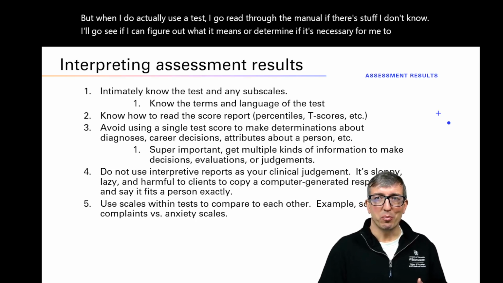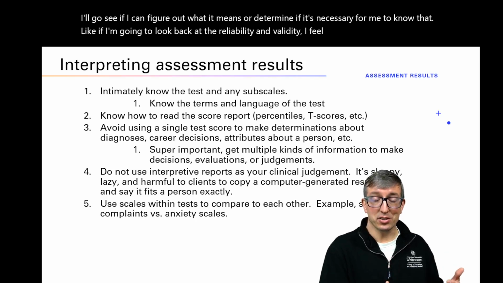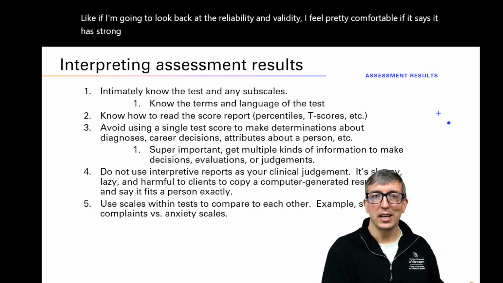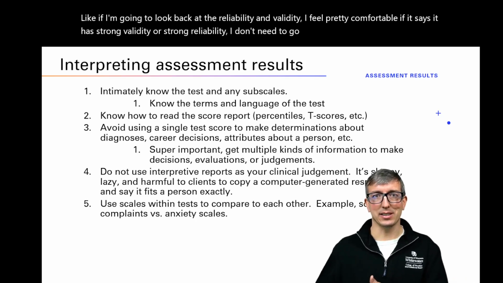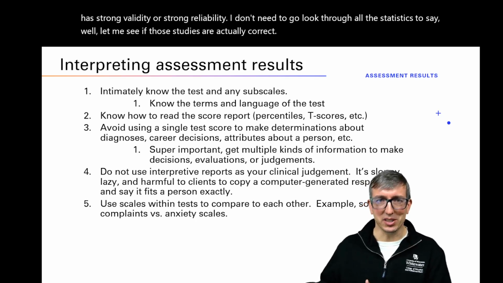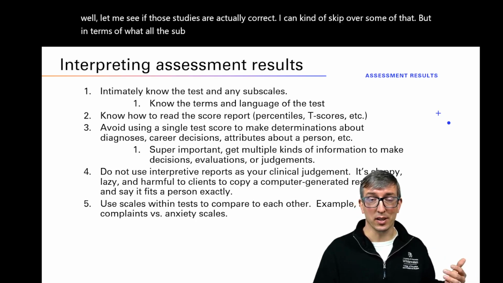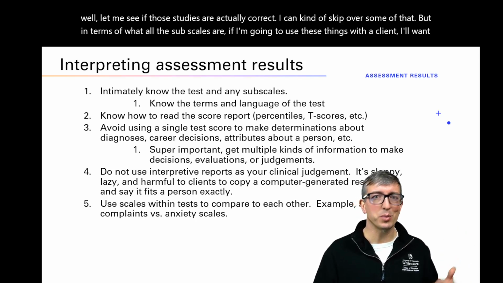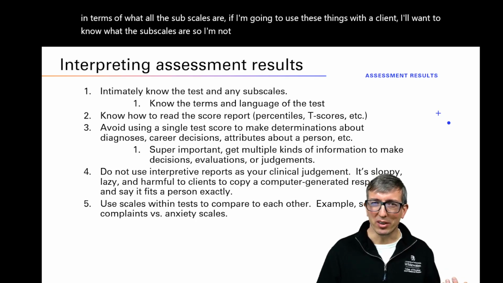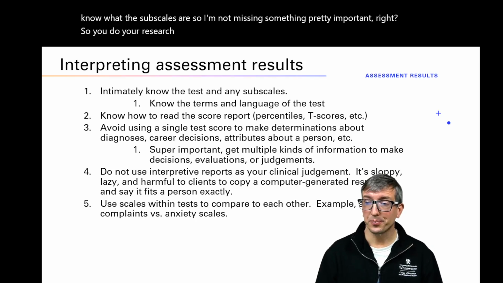Like if I'm going to look back at the reliability and validity, I feel pretty comfortable if it says it has strong validity or strong reliability. I don't need to go look through all the statistics to say, well, let me see if those studies are actually correct. I can kind of skip over some of that. But in terms of what all the subscales are, if I'm going to use these things with a client, I'll want to know what the subscales are so I'm not missing something. Pretty important, right? So you do your research and you learn about these things.